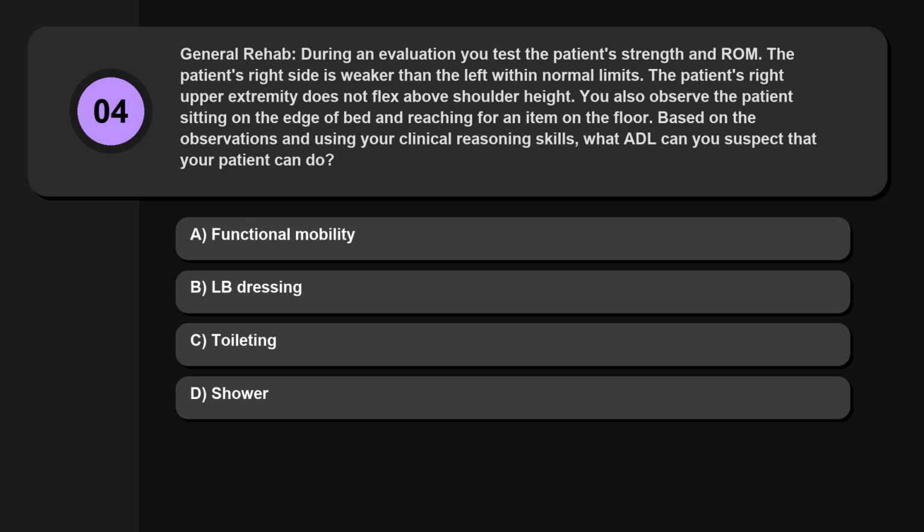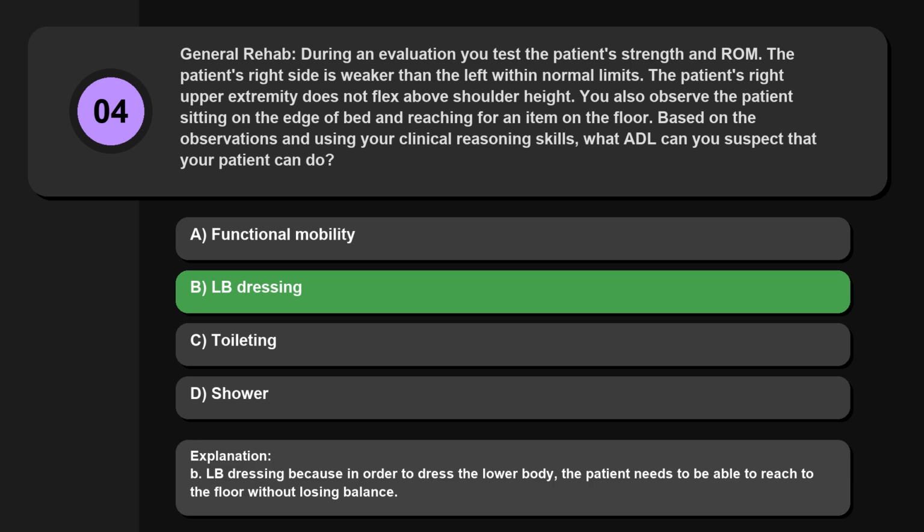You also observe the patient sitting on the edge of bed and reaching for an item on the floor. Based on the observations and using your clinical reasoning skills, what ADL can you suspect that your patient can do? Option A. Functional mobility. Option B. LB dressing. Option C. Toileting. Option D. Shower. The correct answer is option B. LB dressing, because in order to dress the lower body, the patient needs to be able to reach to the floor without losing balance.